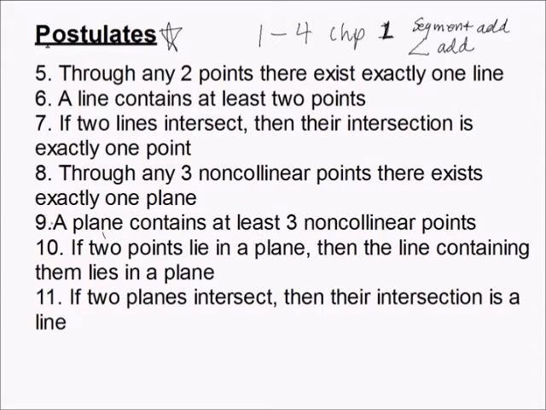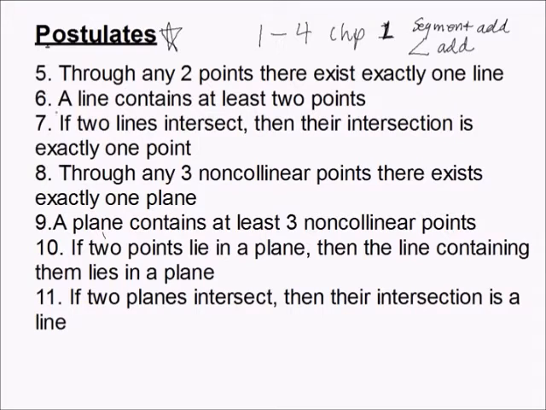Okay. Postulate 9, which is kind of backwards. A plane contains at least 3 non-collinear points. Postulate 10. If 2 points lie on a plane, then the line containing them lies on that plane. And postulate 11. If 2 planes intersect, then their intersection is a line.